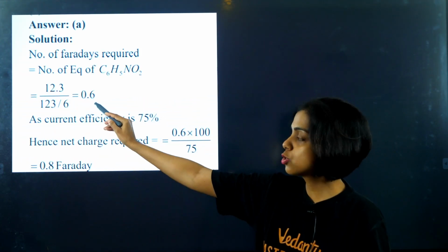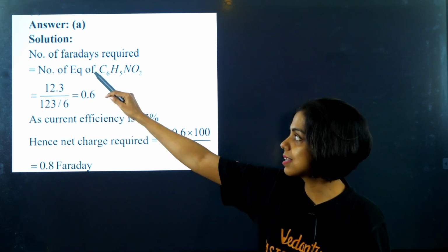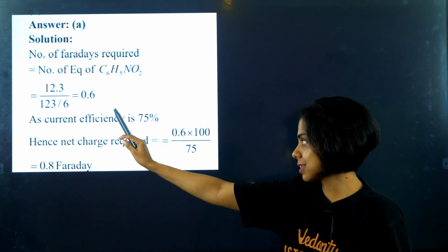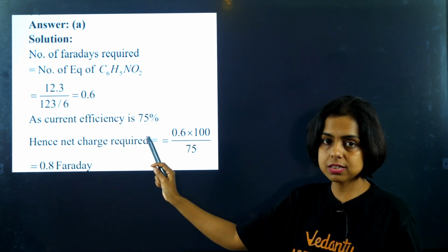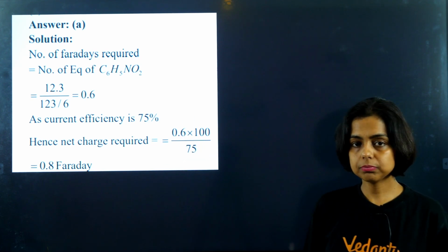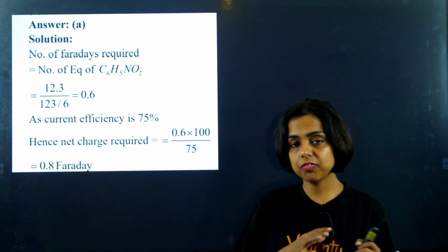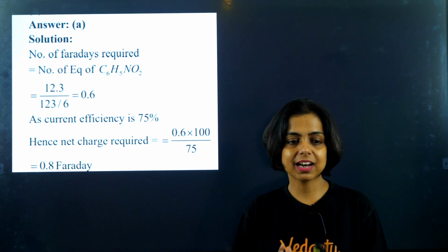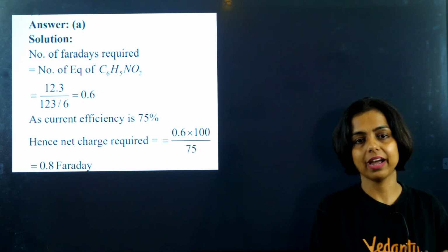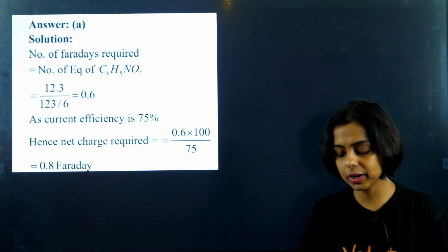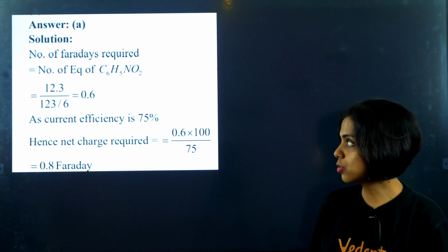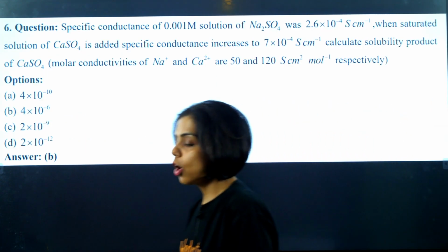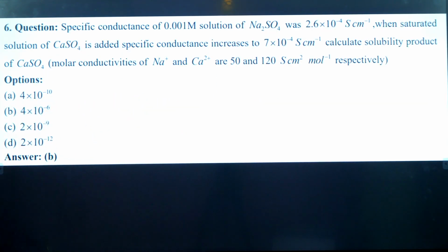As you can see, 0.6 is the Faradays that is coming out, and the current efficiency is this. So you have to calculate how many Faradays you are supposed to give, so that ultimately there are 0.6 Faradays which are doing the reaction. Got it? So 0.8 Farad is the answer. That was question 5th, guys. Now let us move on to the next question.